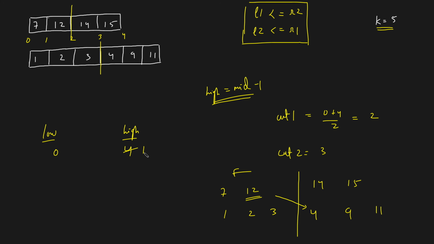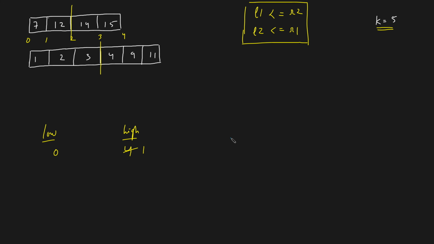So let's move and try. Currently low is at 0 and high is at 1. So what will be the middle? The cut 1 will be 0 plus 1 by 2, which is 0. So what I'm saying is, why don't you try to pick 0 elements? Yes. So if you're picking 0 elements from the array 1, how many elements will you pick from the second array? The remaining 5 have to be picked. So you're going to pick the remaining 5.